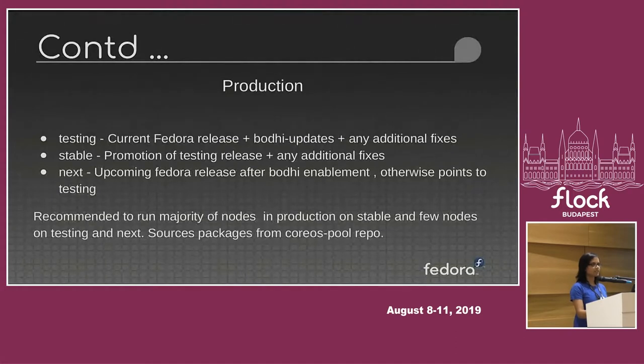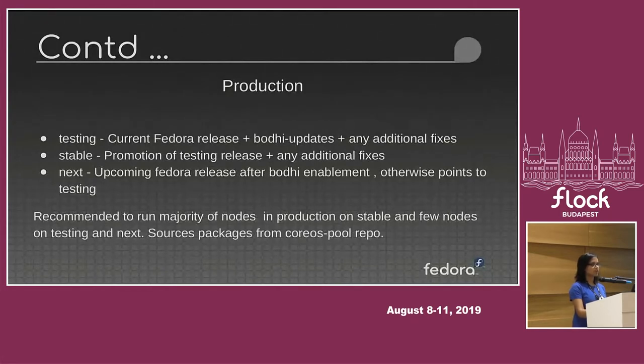So one is testing. What testing tracks is the current Fedora release. For example, we currently have Fedora 30, so there will be Fedora 30 content and the Bodhi updates which we have in Fedora 30, and any additional fixes. If we're not able to get something in the current release and we want to get it as soon as possible, then we try to get those additional fixes in testing.